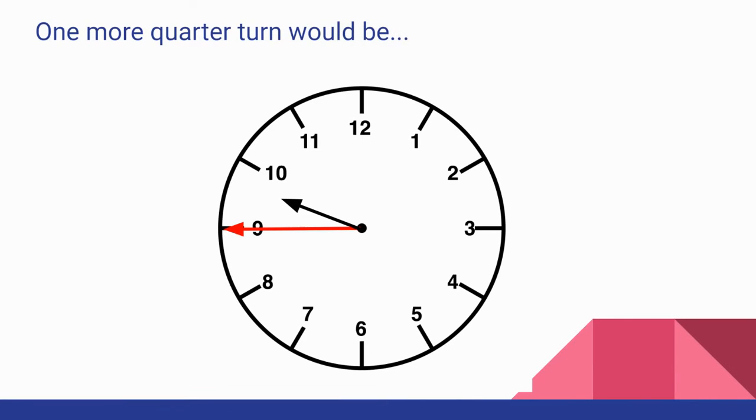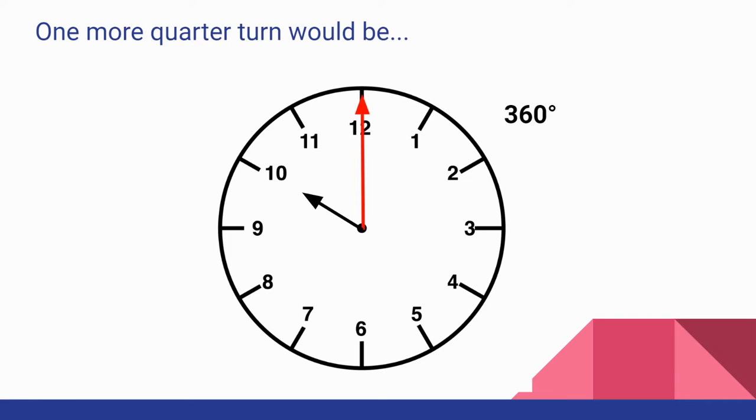So think about what that would be. Let's go ahead and turn our minute hand one more quarter. There it is. We're at 10 o'clock and we went a complete 360 degrees. So our minute hand started at 12, went all the way back to 12, and it is at 360 degrees. It made a 360-degree turn and wound up in the same place.